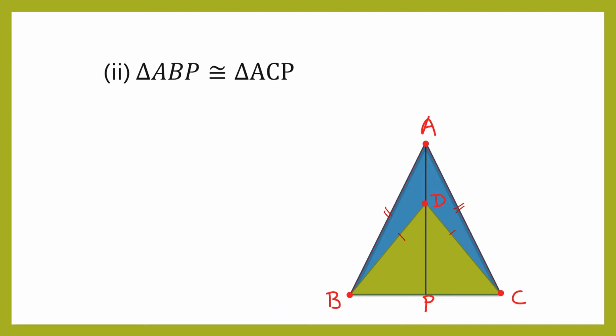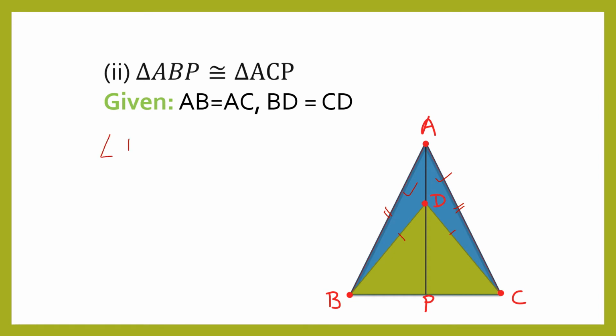Let us move on. Here again we are going to use AB is equal to AC and BD is equal to CD. Since in the first part we have already shown that triangle ABD is congruent to triangle ACD, can you write angle BAD is equal to angle CAD? Yes, you are right, by CPCT, corresponding parts of congruent triangles.